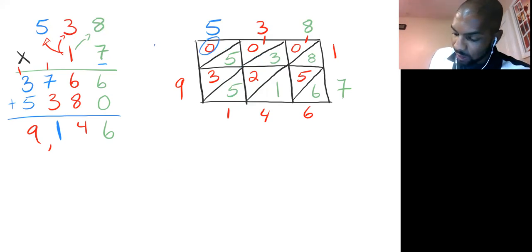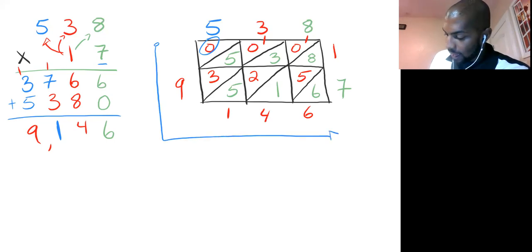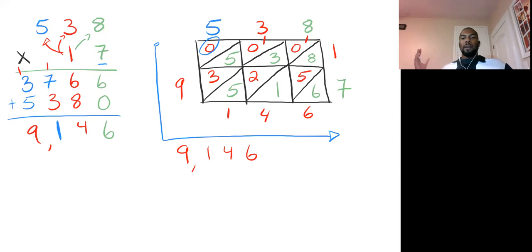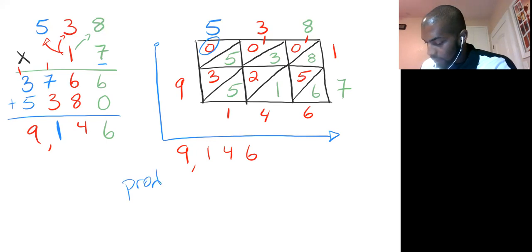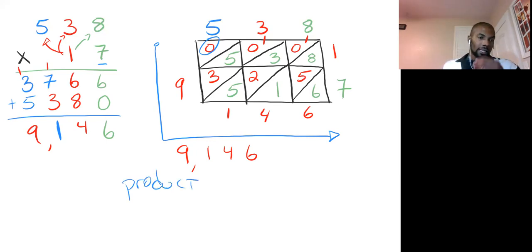I like to draw my little dot to tell me which way to go and the arrow. All I need to do is put the numbers down. 9, 1, 4, 6. Behold, we got the same thing. 9,146 is the product of 538 times 17.